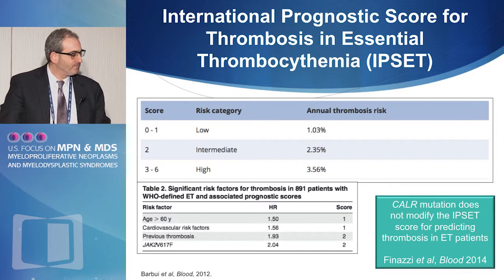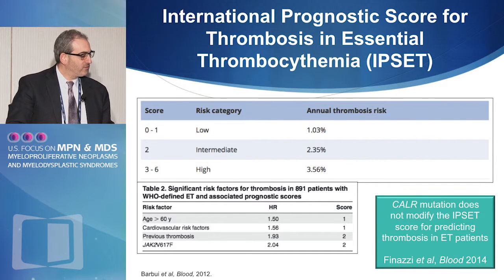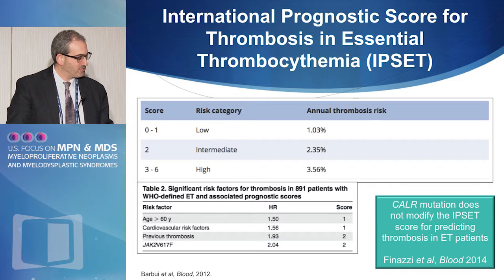So another scoring system that is used is the International Prognostic Scoring System for Thrombosis in ET, or IPSET. And you can see the risk factors that are used to generate 3 tiers of risk for developing thrombosis. They include an age greater than 60, cardiovascular risk factors, history of previous thrombosis, and the JAK2 V617F mutation. And you can see the hazard ratios and scores that are assigned to each of those risk factors.